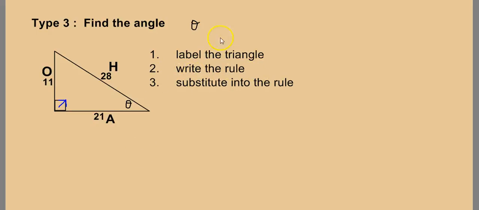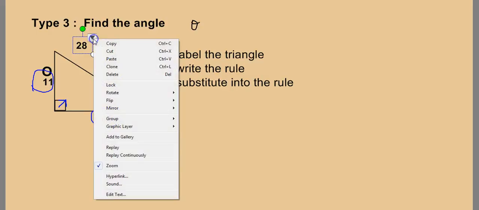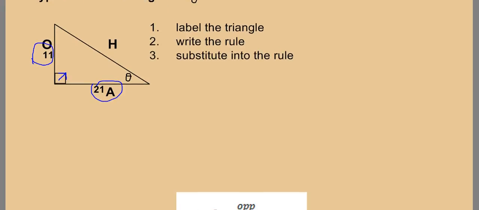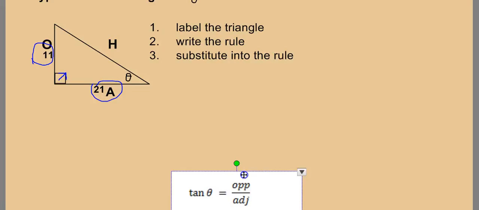Write down the rule. Now, in this one, I've actually given you too much information. I've given you 3 bits of information, 1, 2, 3, which means actually I could do this question with any of the ratios, but we're going to pretend we don't have the hypotenuse. In fact, let's just get rid of those altogether. The H can stay there, but we don't have that circle anymore. So we once again are going to just use tan. So we're going to write the rule, sing the rule, dance the rule, and here's our rule down here. And then we're going to substitute into the rule.